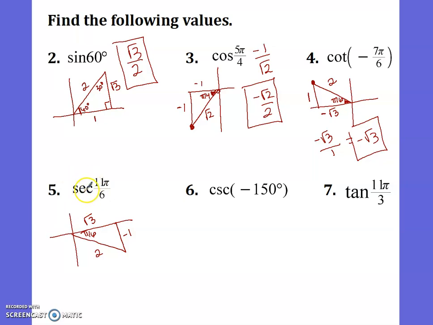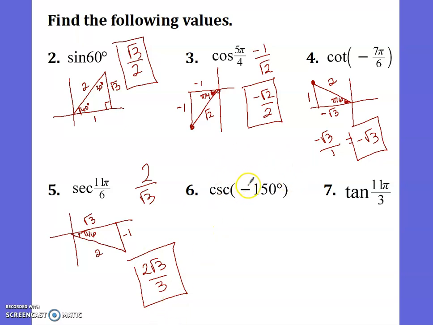Okay. So then here, secant goes with cosine. Okay, cosine is adjacent over hypotenuse. So from the reference angle, from right here, I'm going to do hypotenuse over the adjacent, which is √3, and then I'm going to rationalize. So that'll be 2√3 over 3.